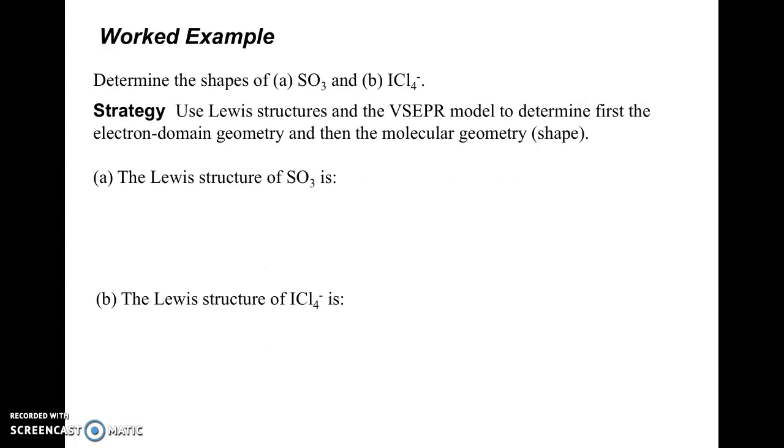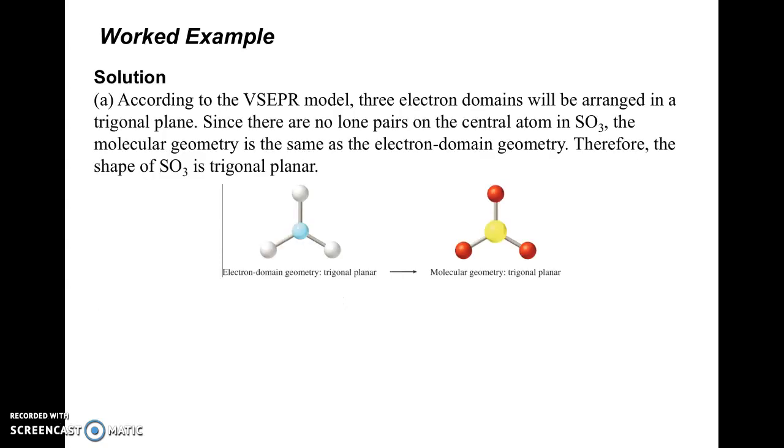So I have an example of two molecules, SO3 and ICl4 minus. So that's an ion. And we're going to compare the VSEPR model, or the electron domain geometry, and the molecular geometry. So for SO3, sulfur with 3 oxygens around it, you have an electron domain that looks like a trigonal planar. There are no lone pairs of electrons, and so the molecular geometry looks the same. It's trigonal planar because those 3 oxygen atoms spread out as far apart from each other as they can.